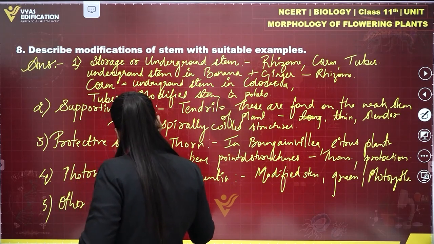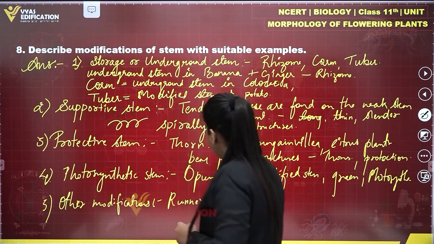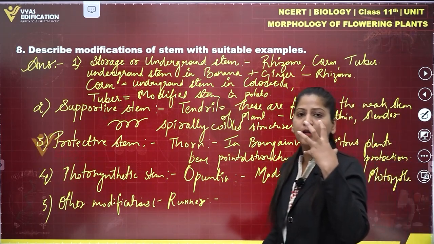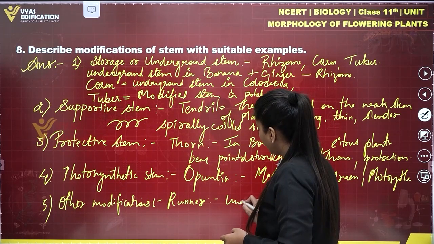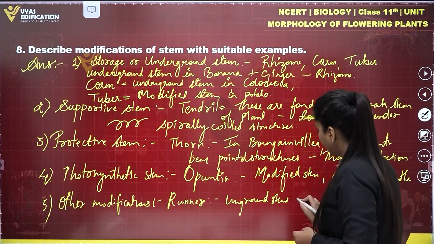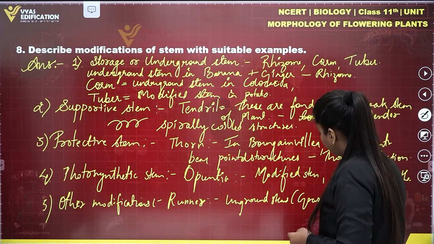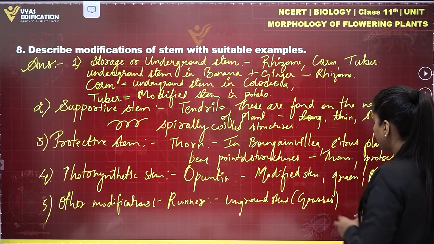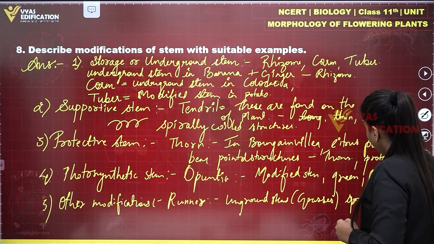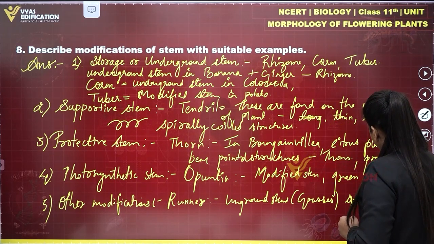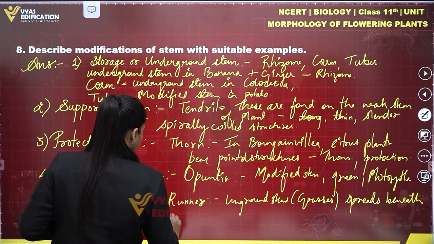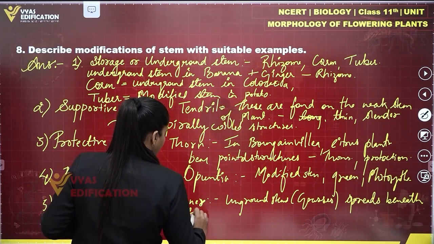Such as runner. Runners are also underground stems, such as in grasses. Underground stems such as those present in grasses spread beneath the soil for perennation.